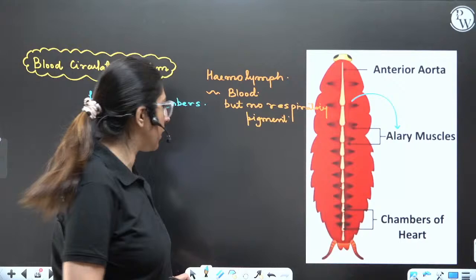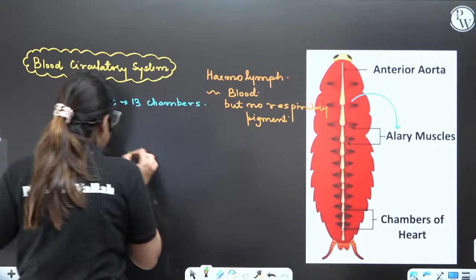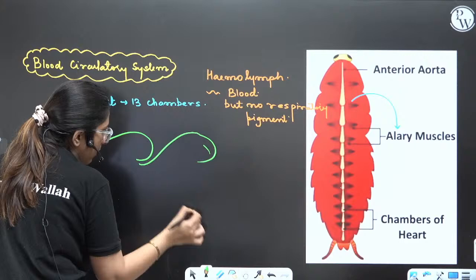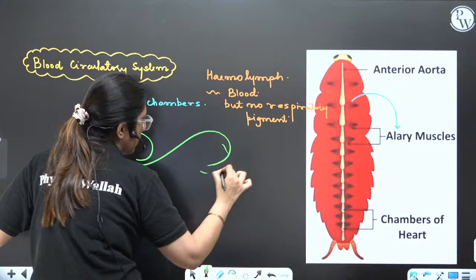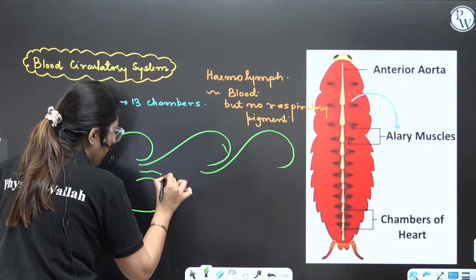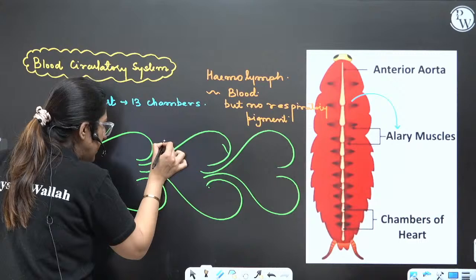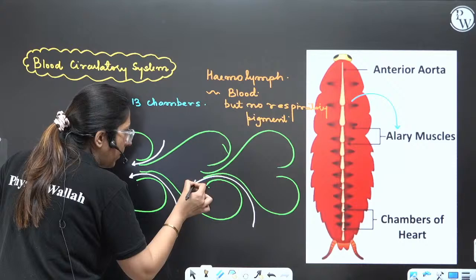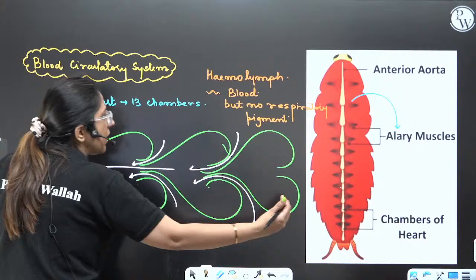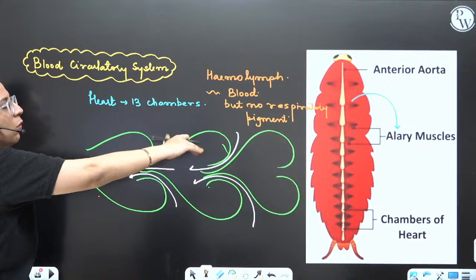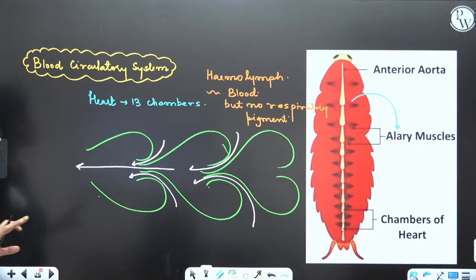So in this body, blood comes into the chambers. The chambers are like this. Clear? Here you will see blood enters from the posterior side like this, through the ostia, and flows from the posterior part of the body to the anterior part of the body. Throughout the body blood is there. They do not have any capillaries, they do not have a closed circulatory system, they have an open circulatory system.